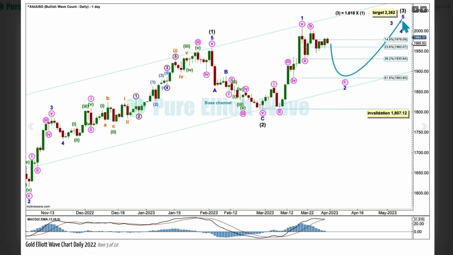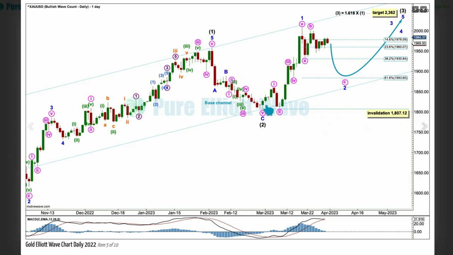Intermediate 3 may only subdivide as an impulse. Minor 1 could be over here. Minor 2 could continue lower. Support at the 0.618 Fibonacci ratio of minor 1 would be expected, 1883.60, or if it's time consuming enough, that may see it find support at the lower edge of the channel. Minor 2 may not move beyond the start of 1 below 1807.12.